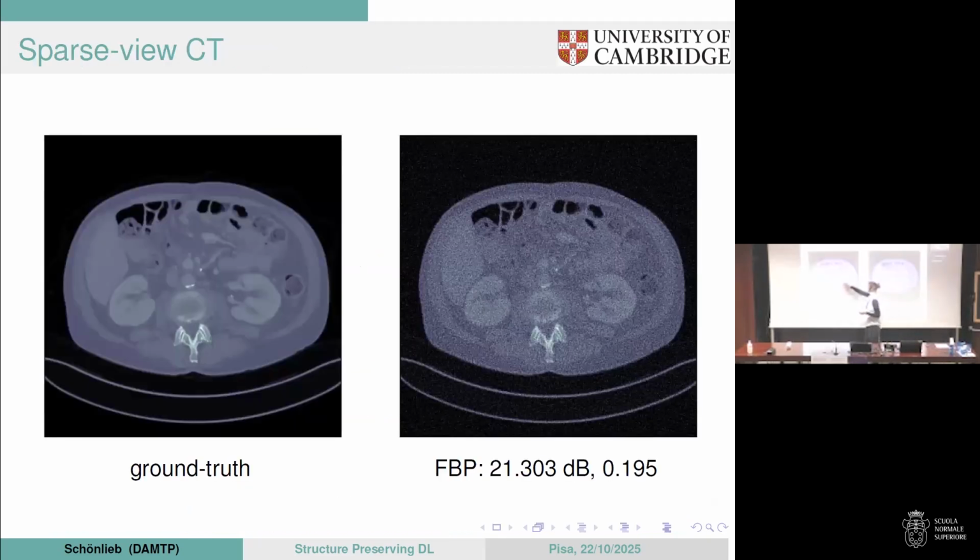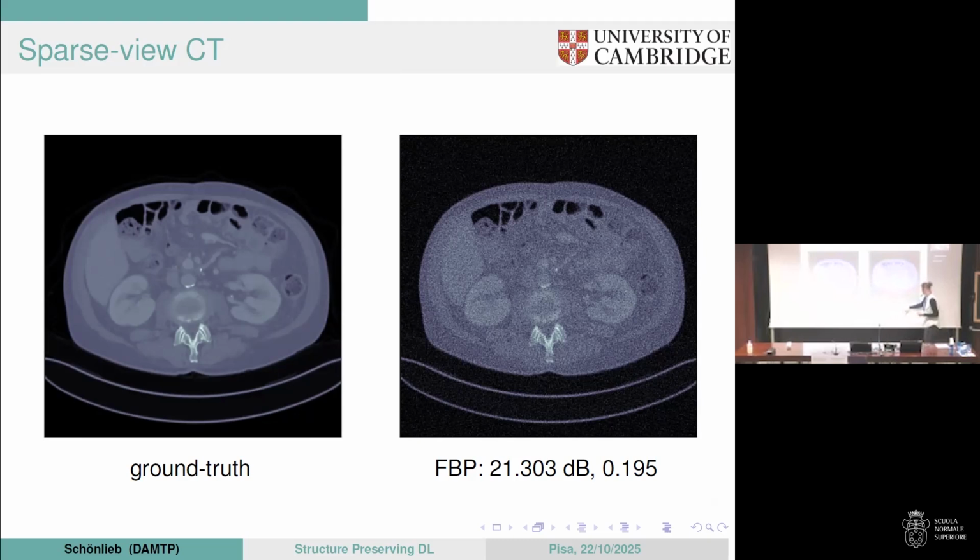Ground truth is, as I said, this is all simulated. So this is the fully sampled normal dose CT slice. And this is the reconstructed one with this method. And what you see here in terms of the numbers is just a way to quantify how well you match this ground truth image. This is the peak signal to noise ratio. So it's a kind of inverted L2 distance between the two.